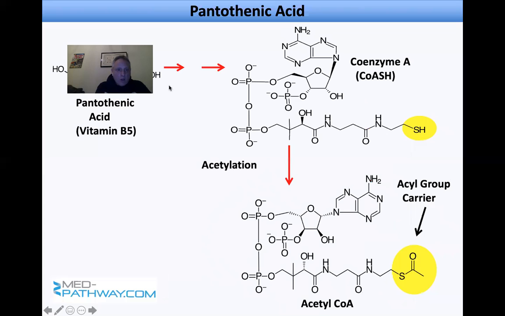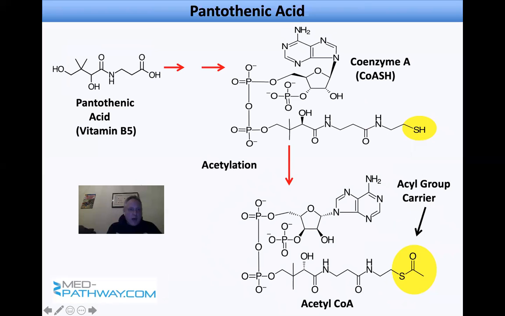And so let's take a look at pantothenic acid real quick. This is vitamin B5. You can find it on the box of your cereal. It's basically the precursor to coenzyme A, which is this complicated structure over here. But the take-home message is that the key active component is the actual sulfhydryl group over here. And what we do then is, here you can see, basically it looks like acetyl-CoA.